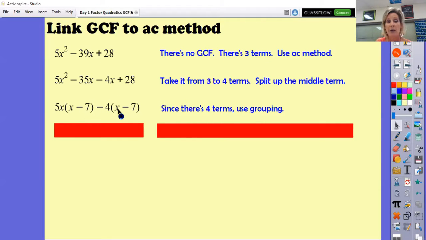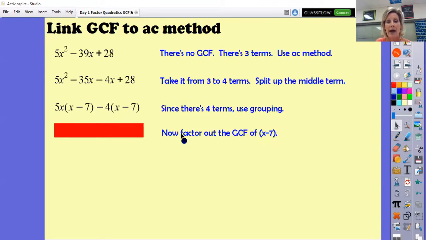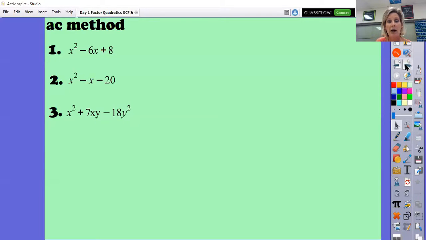Now, this step looks like what we just did. X minus 7 appears in both terms, so I have a GCF that's a binomial. So factor out the GCF of x minus 7. When I pull x minus 7 out of this first term, 5x is left, I put it here. When I pull x minus 7 out of the second term, minus 4 is left, and I put it there. So there's the link to factoring with the AC method. So let's try some problems.